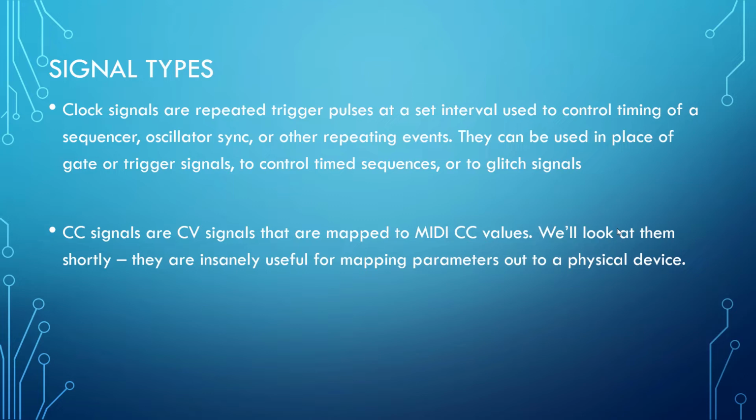Finally, CC signals are CV signals that are mapped to MIDI control change values. We'll look at them shortly. They are insanely useful for mapping parameters out onto a physical device.